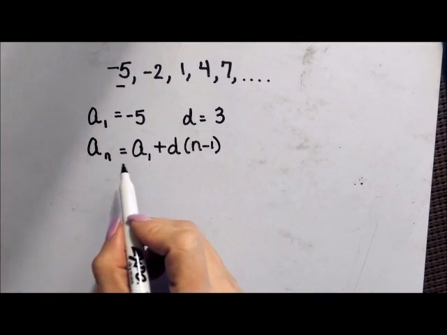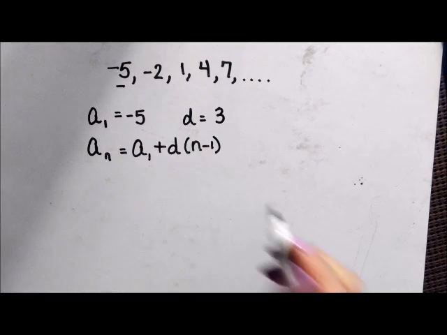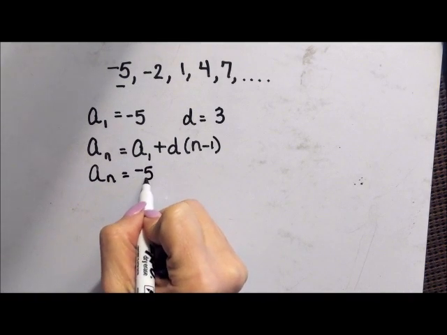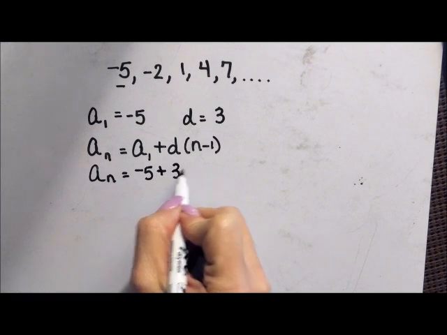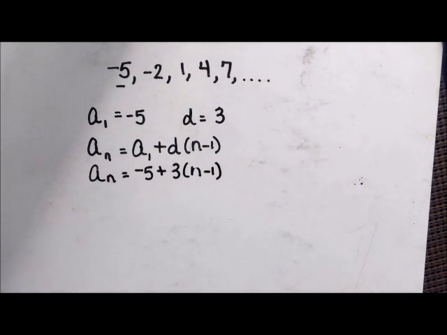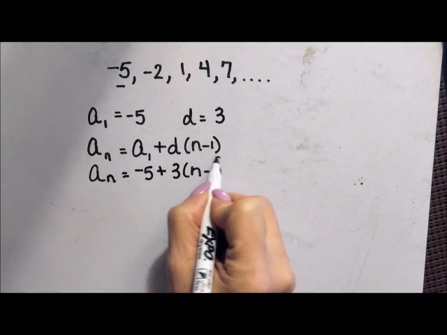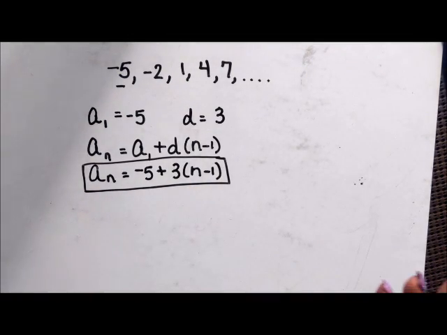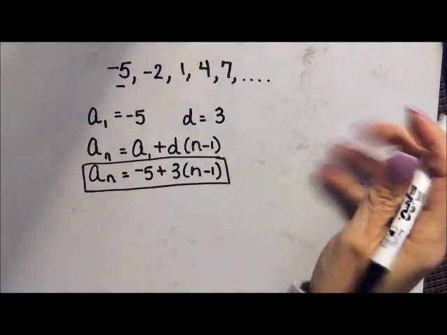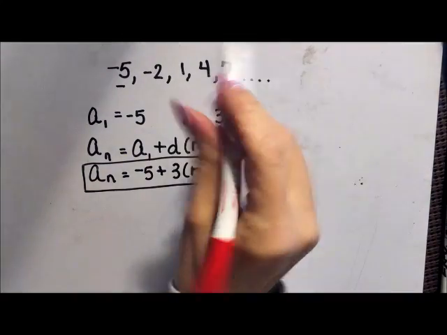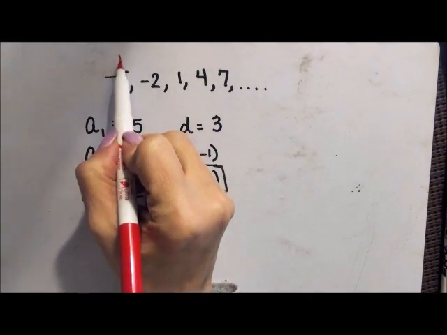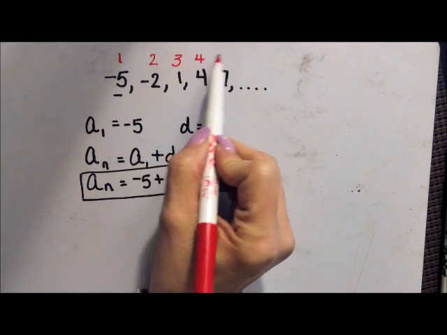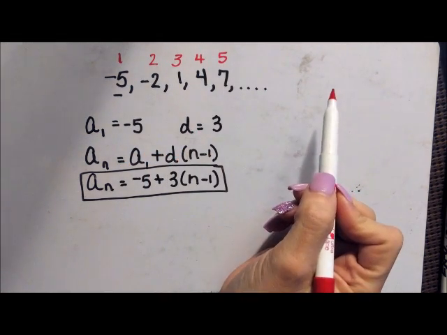Okay? So I'm going to show you a couple of ways to do this. The first way is we're going to put the first term, which is negative 5, plus the common difference times n minus 1. Easy to do there. Here's my formula. Could I find the nth term? Yeah, if I wanted to find the 100th term, I could do it. Another way to do this is to remember that when you're working with a sequence, they always start with the first term. Then there's the second term, the third term, the fourth term, and the fifth term, and so on.